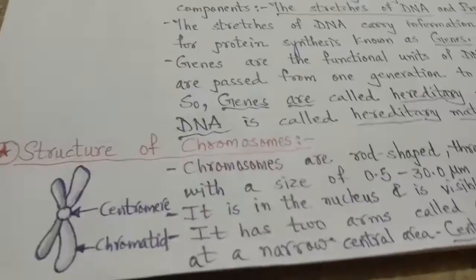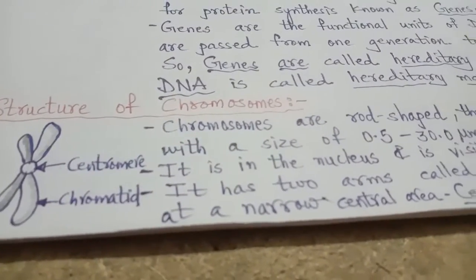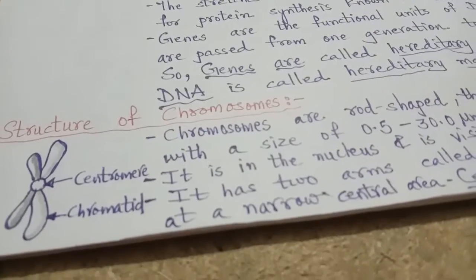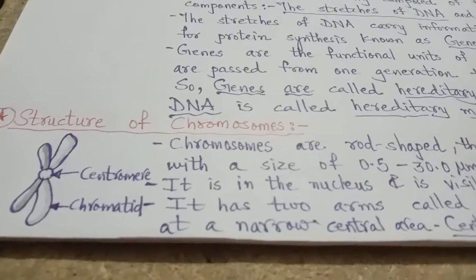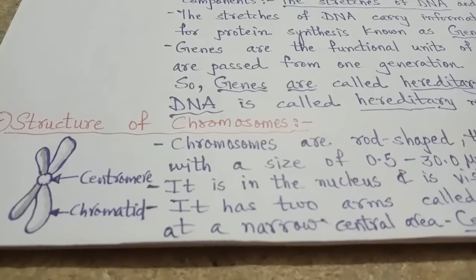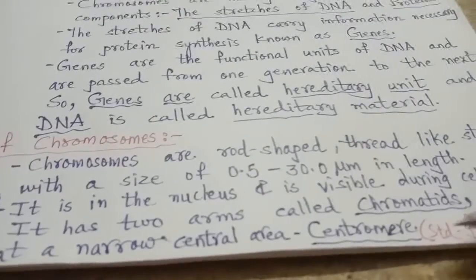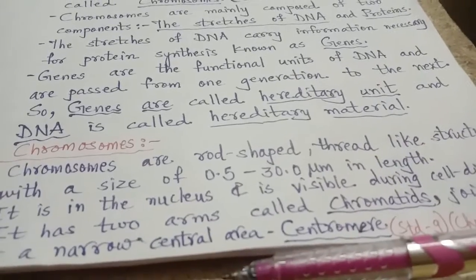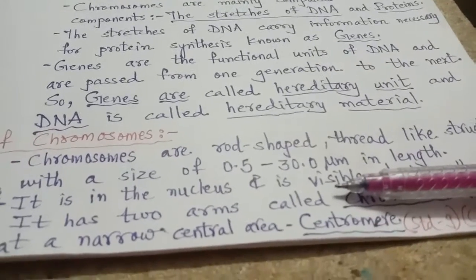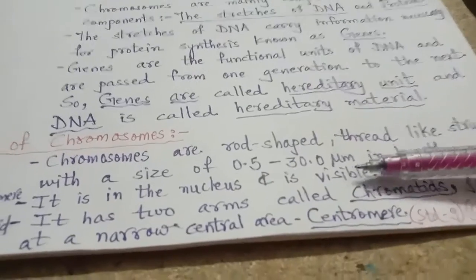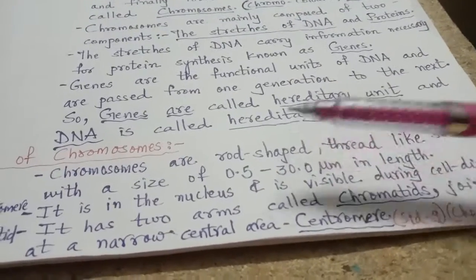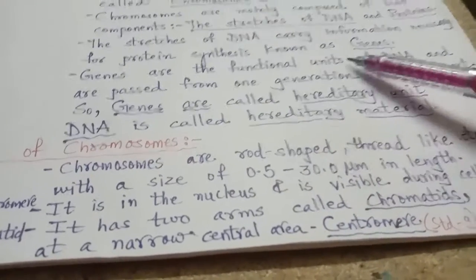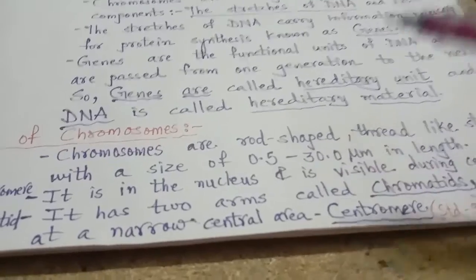And as I told, chromatin, which is tangled as a thread, at maturation will separate into a long thread and become a pair of rods, which is completely called chromosomes. Chromosomes are then rod-shaped, thread-like structures with a size of 0.5 to 30 micrometers in length. We find chromosomes in the nucleus, but they are not visible when the cell is immature.